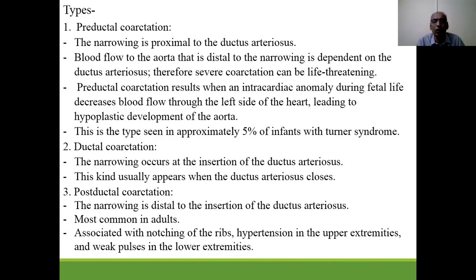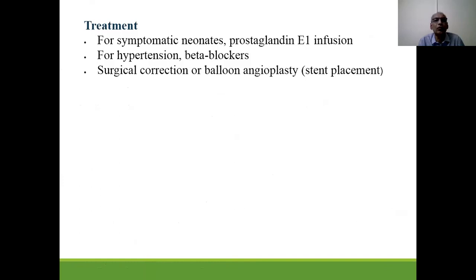Now, ductal coarctation occurs due to narrowing at the insertion of the ductus arteriosus, and it appears when the ductus arteriosus closes. Postductal coarctation is distal to the insertion of the ductus arteriosus, common in adults, and it is associated with notching of the ribs, hypertension in the upper extremities, and weak pulses in the lower extremities. It is very, very characteristic. Treatment for symptomatic neonates: you have to give prostaglandin E1 infusion. For hypertension, give beta blockers. And of course, stent placement at the coarctation site, that is the surgical correction, will be done.